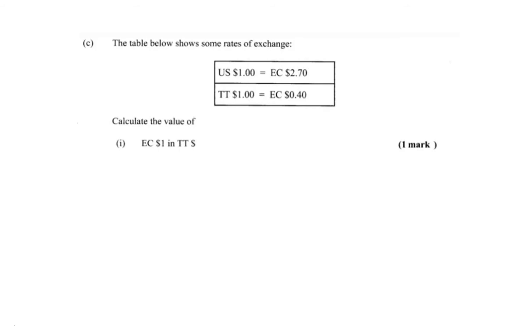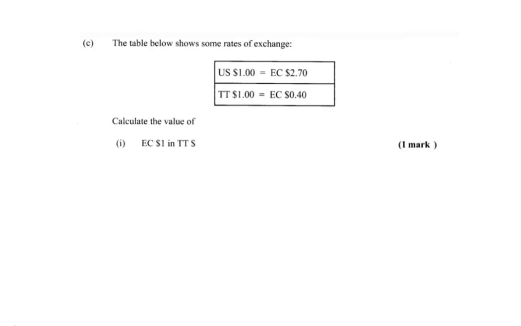Today we will be looking at a currency exchange question, or exchange rate question. Doesn't matter, it's the same thing. And the table shows some rates of exchange. $1 US is equivalent to $2.70 EC. One TT dollar is equivalent to 0.40 EC dollars. Now, normally, before we get into solving this question, I would recommend that we understand the table.